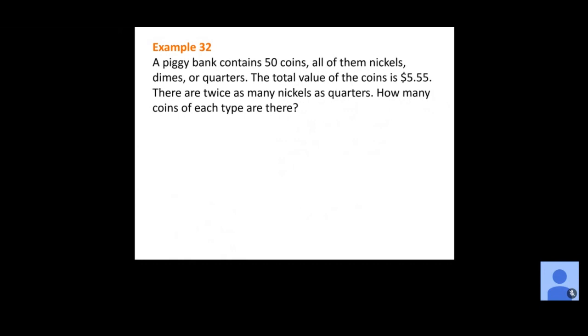All right, so we have a piggy bank containing 50 coins. All of them are nickels, dimes, or quarters. Total value of the coins is $5.55, but there are twice as many nickels as quarters. We want to know how many coins of each we have. So what's the first thing we're going to do here?